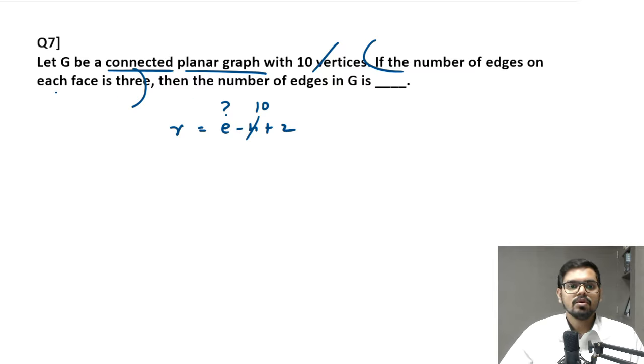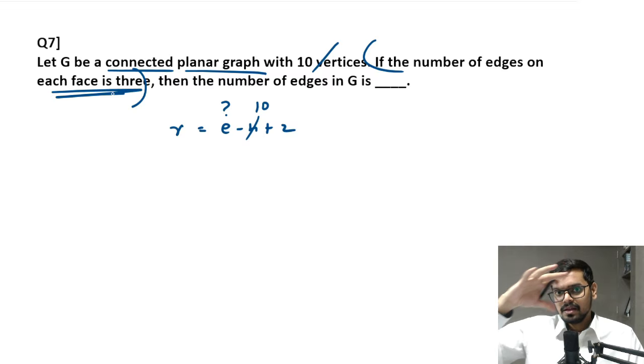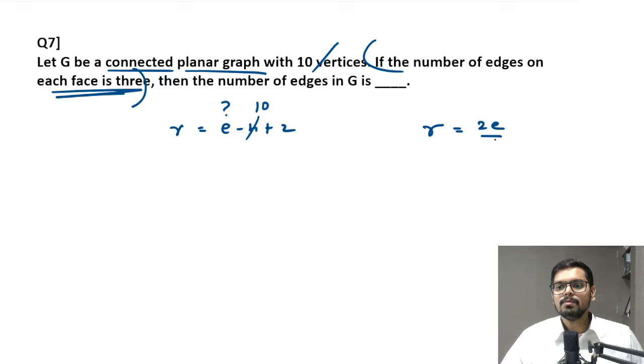Do you remember the derivation, class lecture, last slides, derivation I have explained. During derivation I told you that if 3 edges are used to make a region, then you will get maximum regions. R is equal to what? 2e by 3. 2 because every edge is shared with 2 regions. So 2e by 3. In derivation I have explained. So R is 2e by 3, since here also they are saying each face is 3.